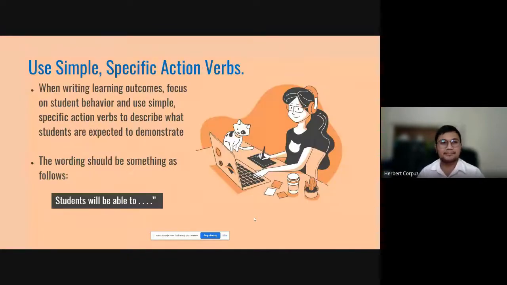So we check. When we say learning outcomes, we have to make use of simple, specific action verbs. When writing learning outcomes, we focus on student behavior and use simple specific action verbs to describe what students are expected to demonstrate. The wording should be as follows: students will be able to. Laging meron yan. That's the prompt, the stem that we have to make use of when we start writing our learning outcomes.